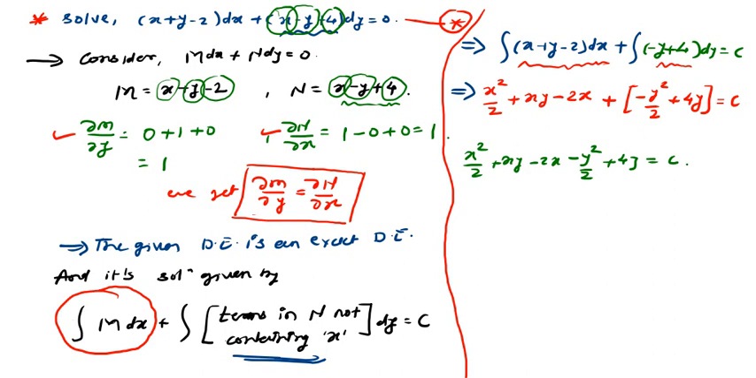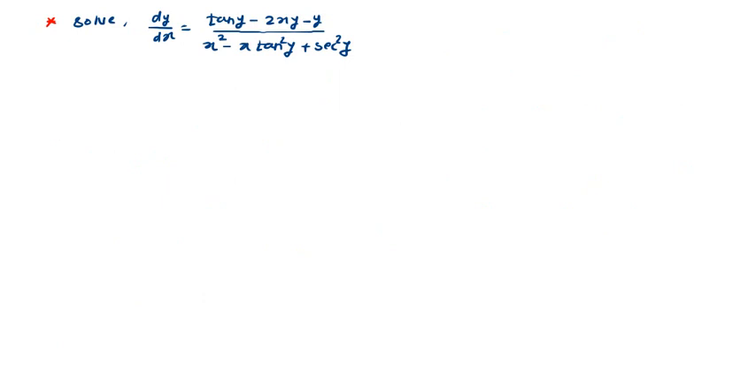We can again simplify this equation by multiplying the whole equation by 2. So we will get x square plus 2xy minus 4x minus y square plus 8y is equal to a constant, that will be 2C. I will say this is another constant, suppose C dash, and that is our final solution. So examples on these topics are very simple. You just need to check whether the given differential equation is exact or not by using the given condition, and once the differential equation is exact, you can get the solution directly. We will see it for the next example.